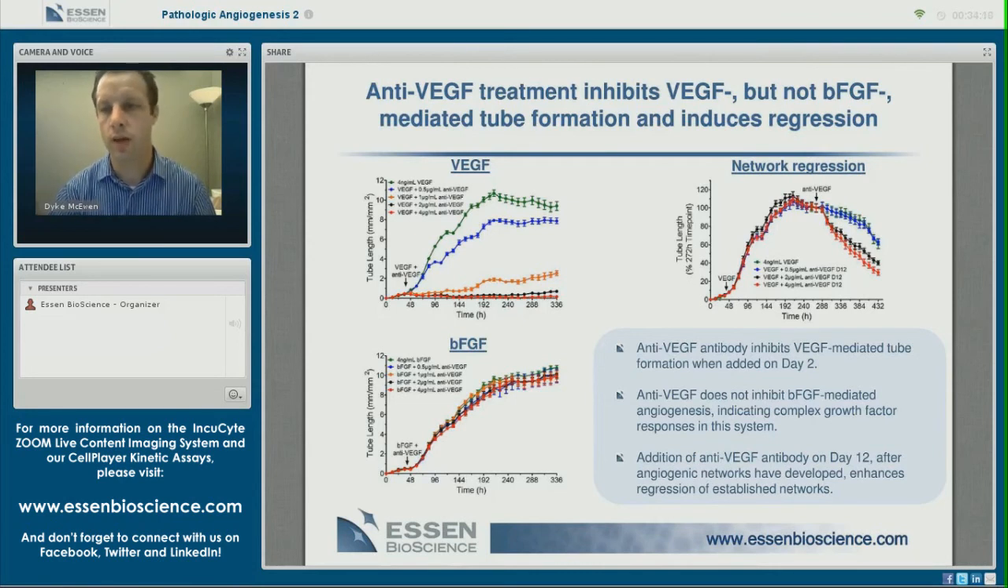What happens if we allow the networks to develop and then introduce the anti-VEGF antibody? Well, that's shown in the upper right, where we treated on day 2 with VEGF, and allowed the networks to develop for 10 to 12 days before the addition of the anti-VEGF antibody. So here we show anti-VEGF addition on day 12, and you can see that at 2 and 4 microgram per mil, we really increase the kinetics of tube regression. So the networks remain sensitive to anti-VEGF therapy and the antibody enhances the rate of regression of the angiogenic network.